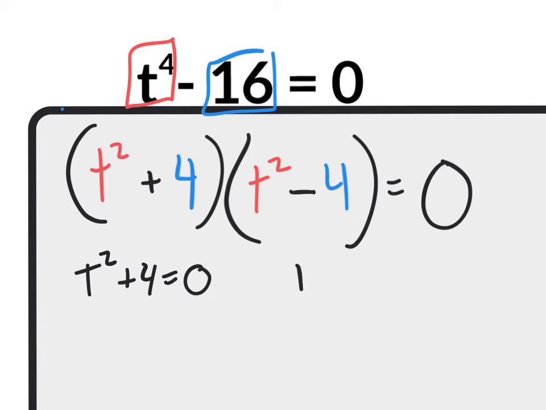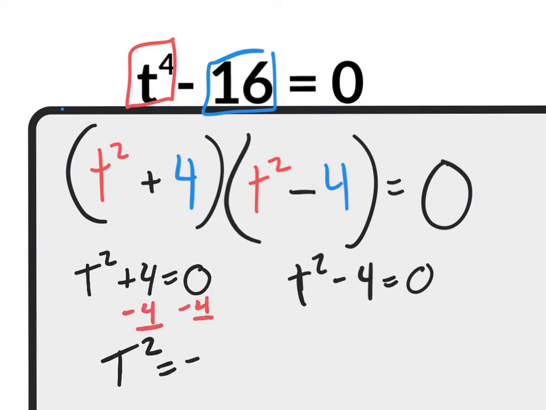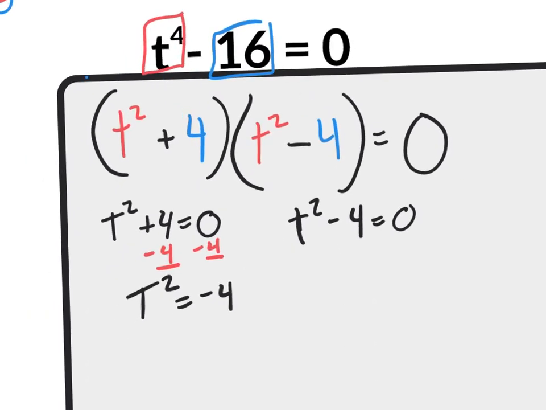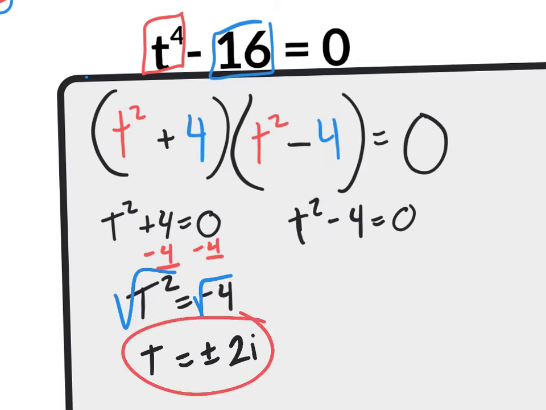set equal to 0, and t to the second minus 4 set equal to 0. So let's solve both. You're going to subtract 4, subtract 4. You will have t to the second equals negative 4. Of course, you need to solve this, and the way to get rid of a t to the second is to apply a square root and a square root. So you will have t equaling plus or minus, the square root of negative 4 is 2i. So these are two answers to our quartic equation so far.